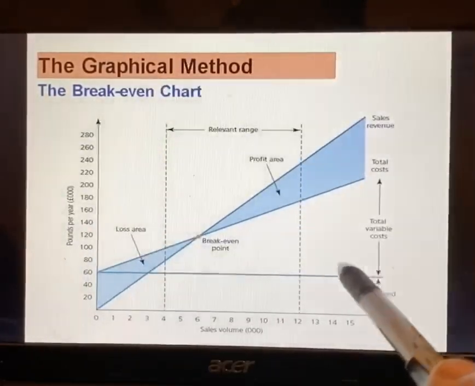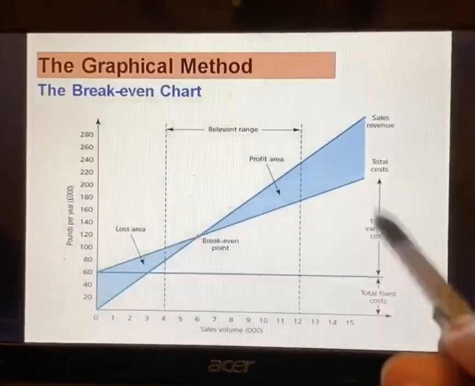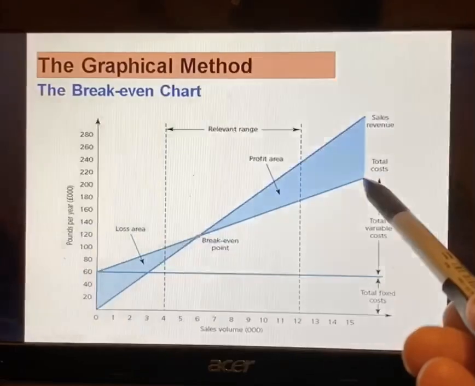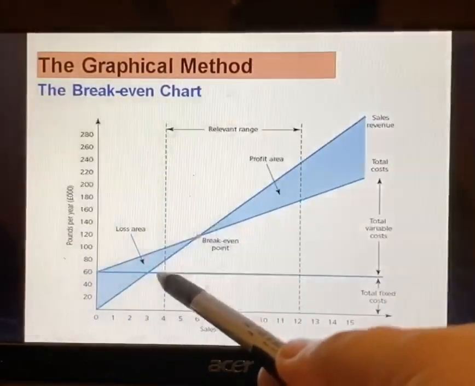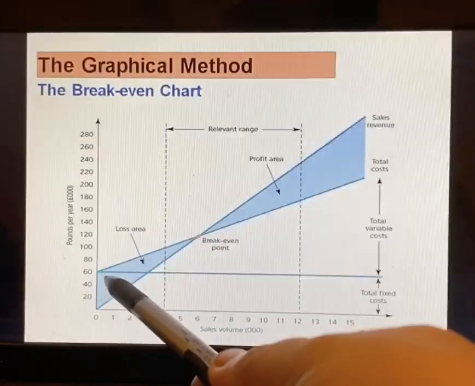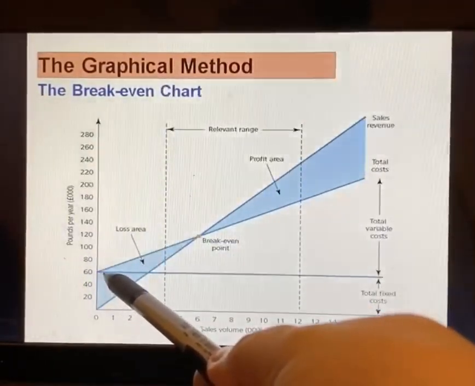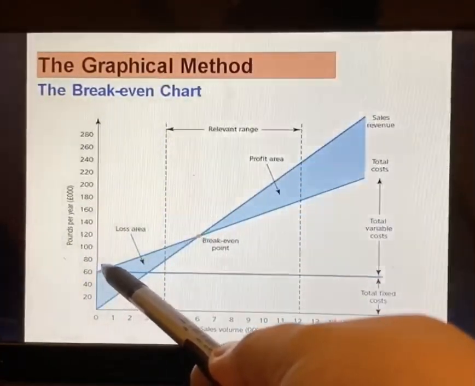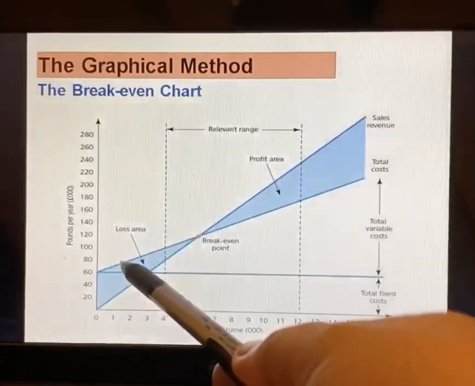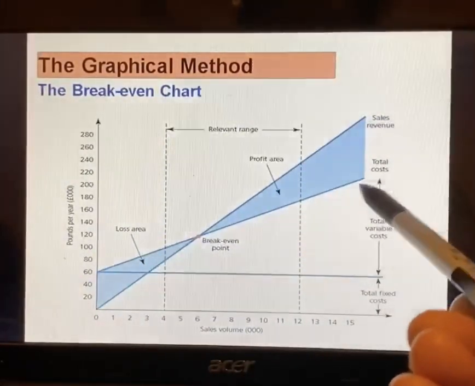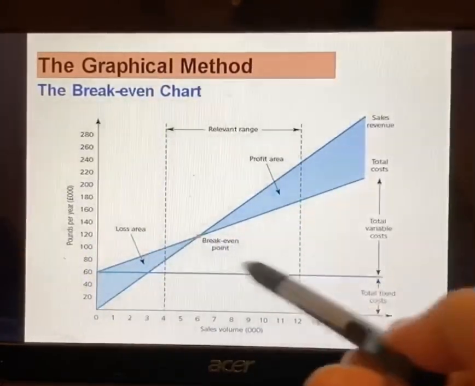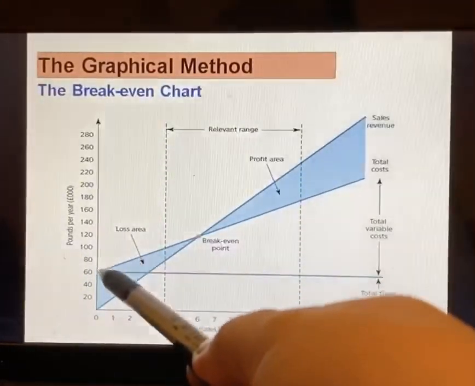This is the variable cost line. It commences from the vertical axis, from the same point where the fixed cost line intersects with the vertical axis. So this is to show the total cost on the chart, where the total variable cost and also the fixed cost are combined here. That's why it started from here.